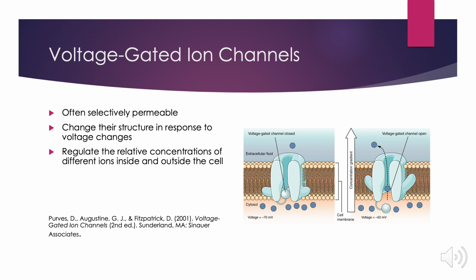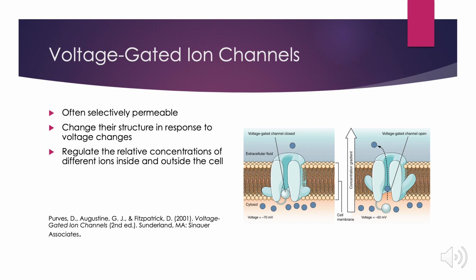They change their structure in response to voltage changes. So voltage is a key concept here. When we're talking about action potential, we're basically talking about a change in voltage. So the structure of these voltage-gated ion channels will be changed when the voltage changes. And that's important for the types of ions that it lets through. And again, it is selectively permeable, so it does make that decision based on its structure.